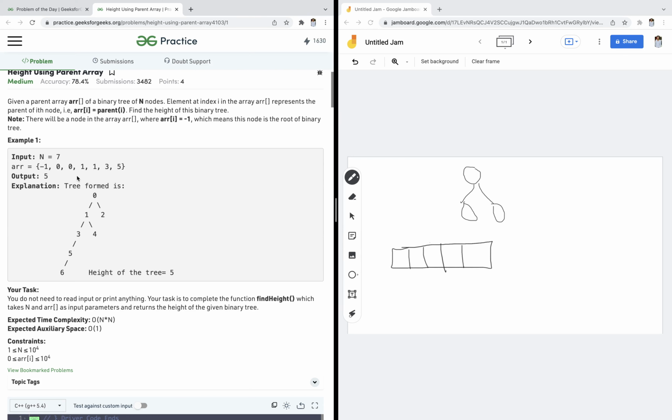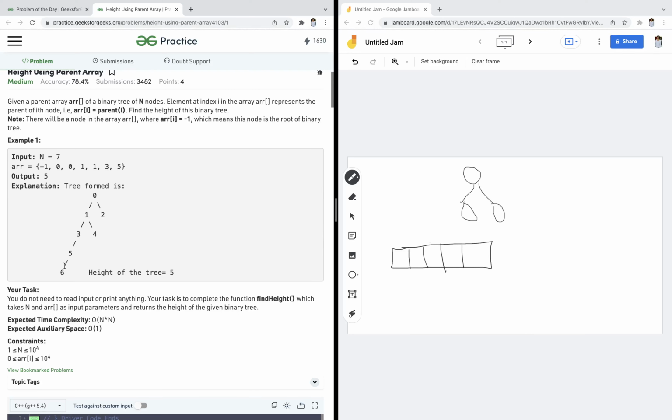So instead, from the start we can start from the end, right? This is index 6, if we start with 0. So this is index 6, that is node 6 also. Index is similar to the node number. So 6 is connected to 5. Okay, so we go to 5. So this is 1.